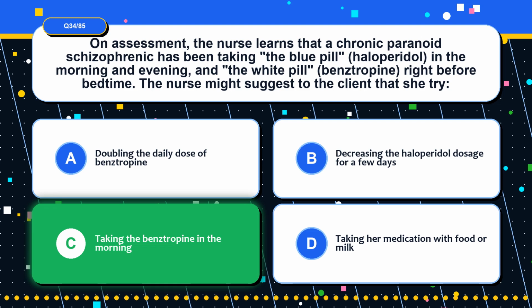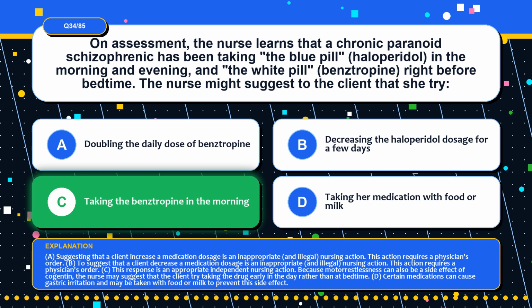The correct answer is option C, taking the benztropine in the morning. Suggesting that a client increase a medication dosage is an inappropriate and illegal nursing action. This action requires a physician's order. To suggest that a client decrease a medication dosage is an inappropriate and illegal nursing action. This action requires a physician's order.